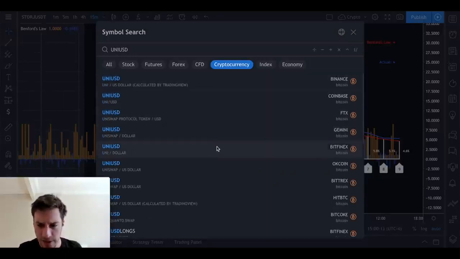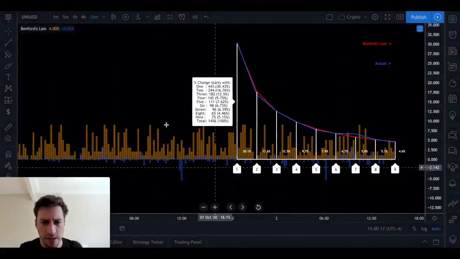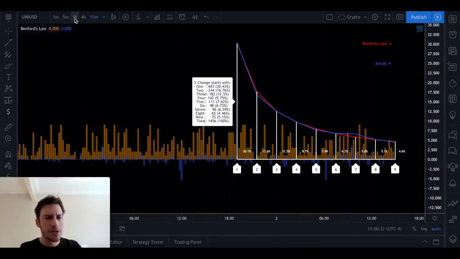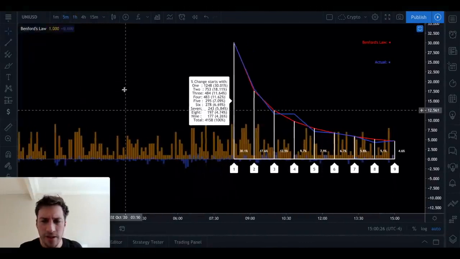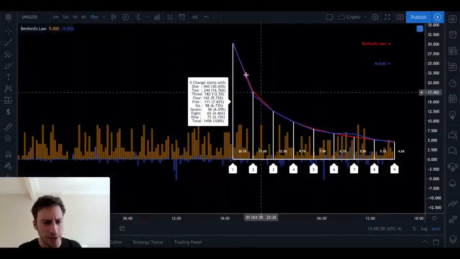Let's go to Uni USD. But I want one with a lot of data, of course. Let's go to the 15-minute. Not that much data, but look at that. Even with 1456 candles, there it's kind of ugly. But if you look at there, it's kind of like, what? But 15-minute, it's near perfect following Benford's law.